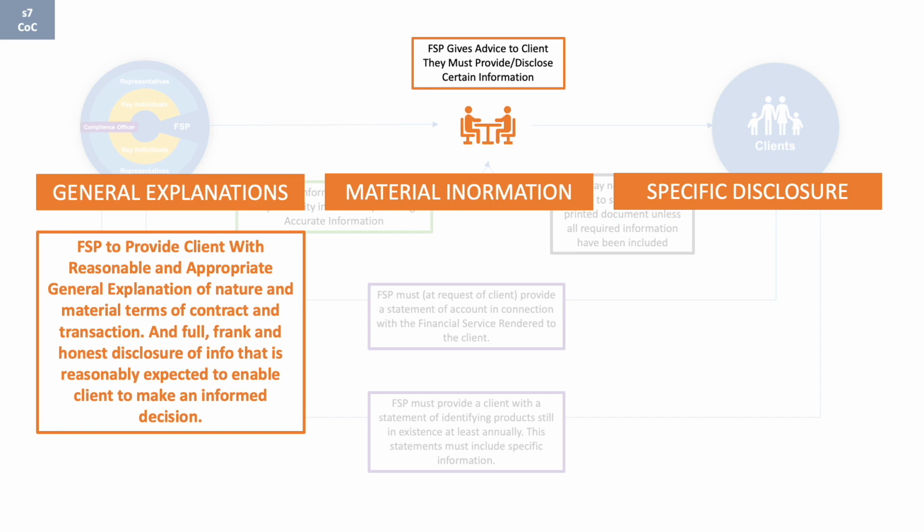In terms of general explanations, the FSP is to provide the client with reasonable and appropriate general explanations of the nature and material terms of the contract and the transaction. The FSP is to provide full, frank, and honest disclosure of information that is reasonably expected to be disclosed to enable the client to make an informed decision.